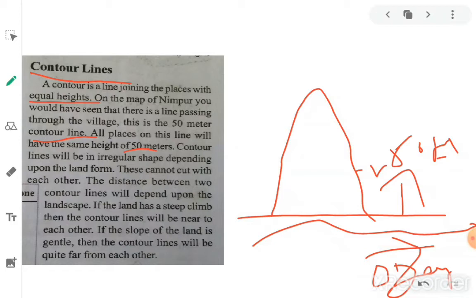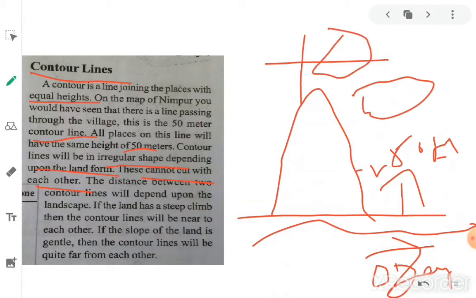Contour lines will be in irregular shapes depending upon the landforms. The contour lines are not straight, vertically or horizontally. They are different curved lines with irregular shapes. These lines cannot cut each other. They may be like this or like this, but they won't cut anywhere.